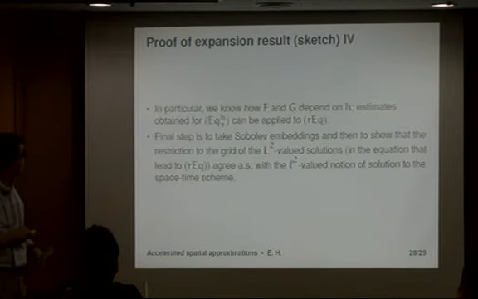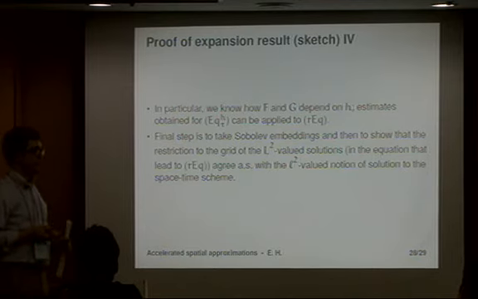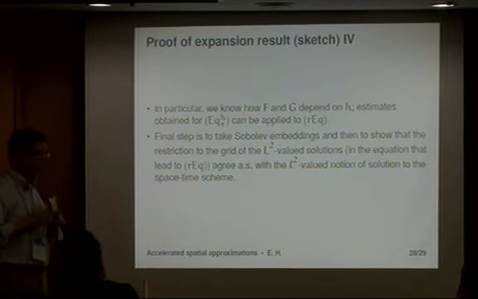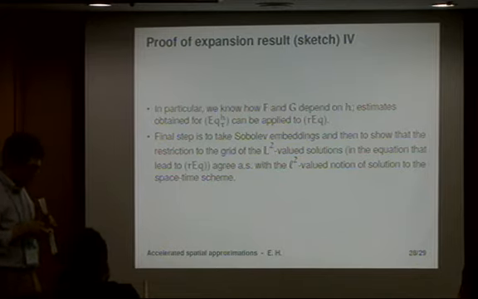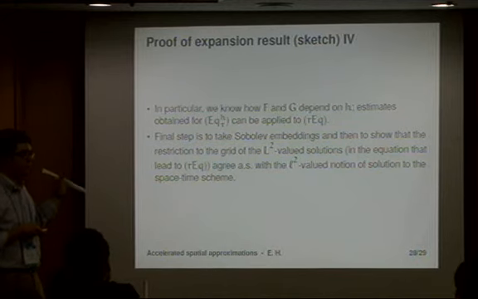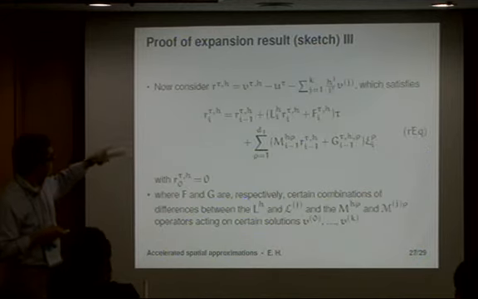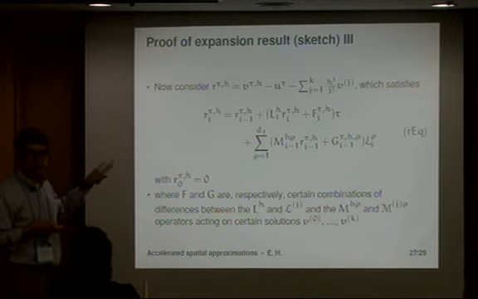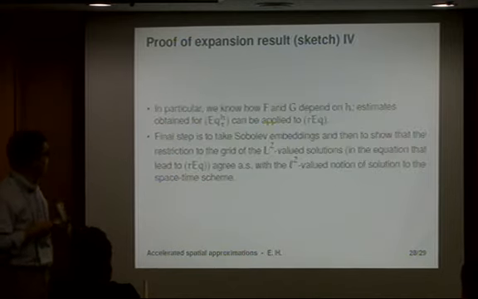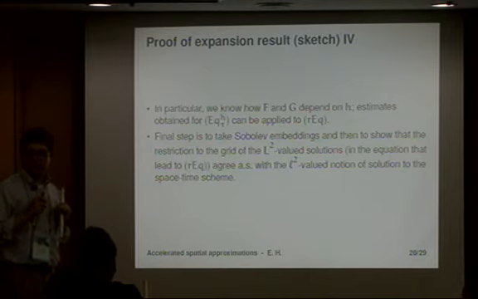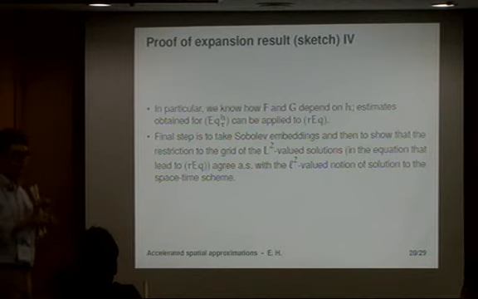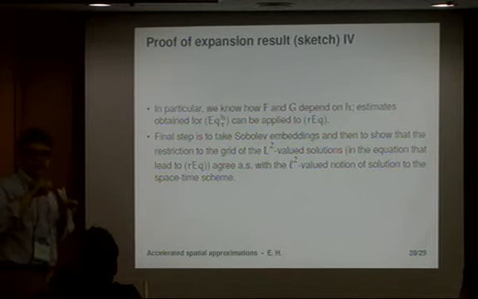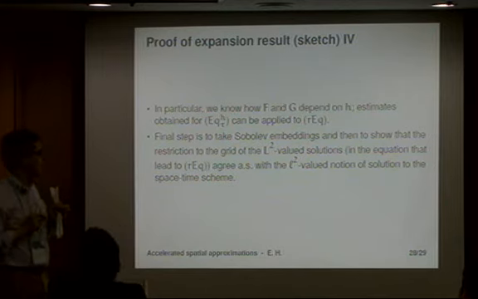Okay, and in particular, we know how the F and the G depend on the h. So we can use the estimates that we obtain for the space-time difference scheme to give us an estimate on this equation, this R tau h, okay? And then once we do that, these were all the L2 valued solutions, so then we have to do the business of showing that we can take the Sobolev embeddings, but we can, because that was our assumption on the m being bigger than d over 2, that was the important term there.